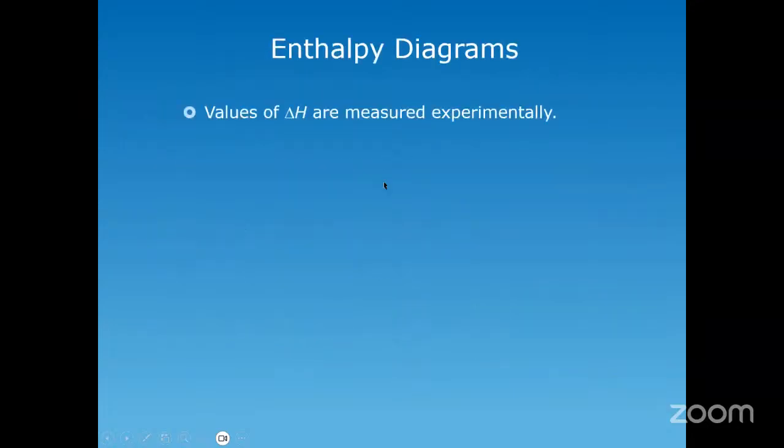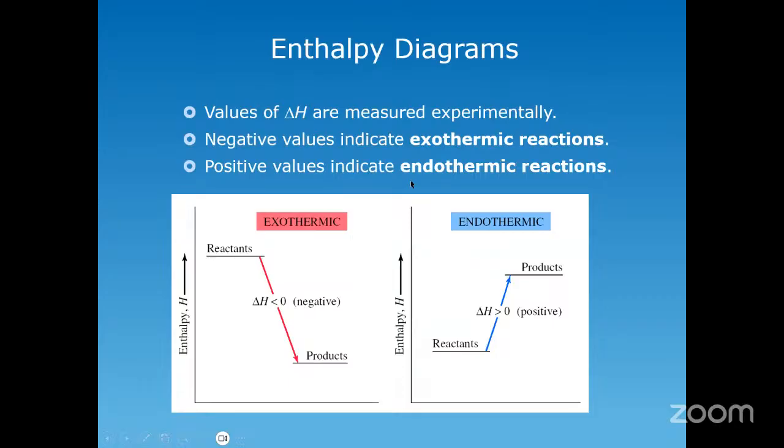Now, we can represent the enthalpy changes in a reaction by using what are known as enthalpy diagrams, right? And the way we use it is that we have to interpret it such that we can see the sign of delta H. If delta H is negative, then that reaction will be exothermic. If delta H is positive, then that reaction is endothermic. So these diagrams here are showing you what happens in the case of exothermic and endothermic reactions.